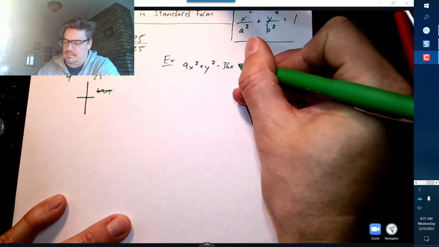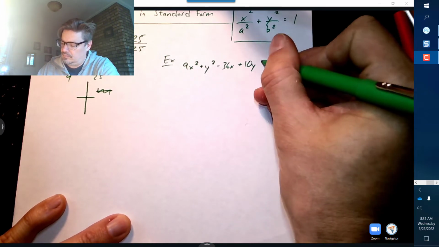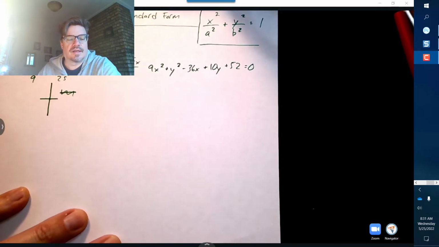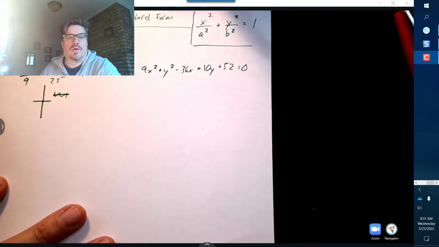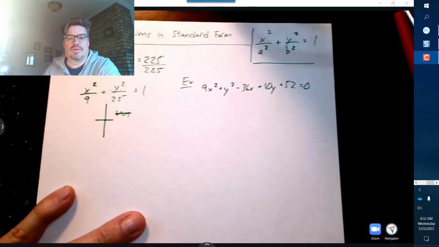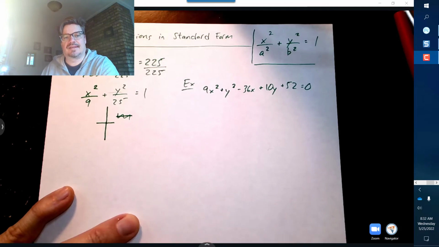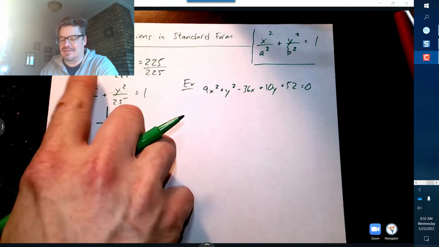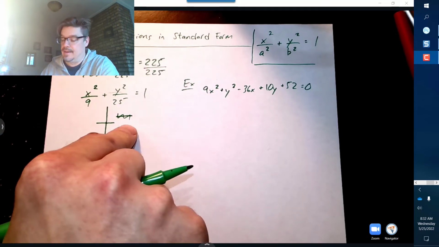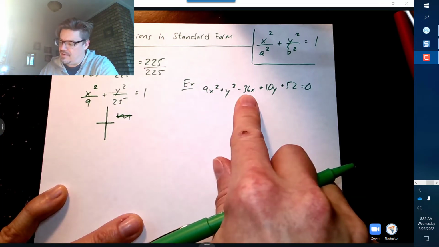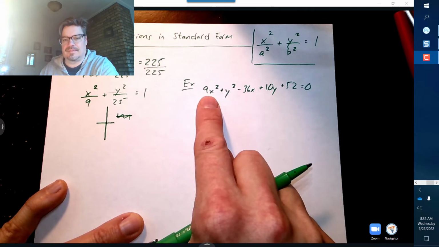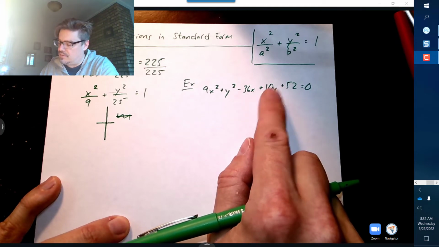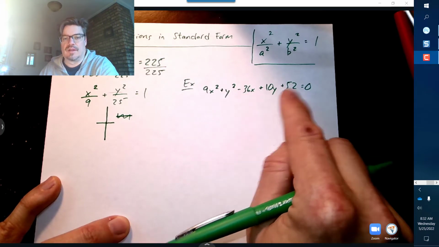Plus 10y. Now it looks like a string of junk, right? Like how do you manage this? Well, what you do is you group the y's with the y's, the x's with the x's, because what we're going to do is create a center that is not 0, 0. You can see this guy right here doesn't just have a 9x squared. He's got some tugging that he does on the x coordinate, and then this y has some tugging that you do on the y coordinate. This 52 really doesn't belong at all.